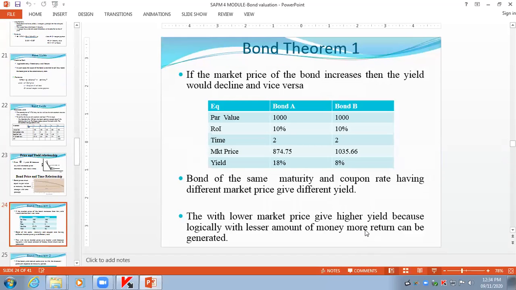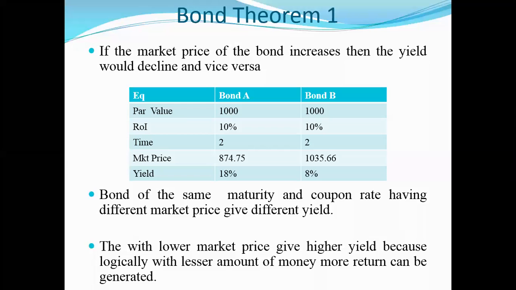Again, from your exam point of view, these theorems are very important. They are usually asked for around 8 to 10 marks. There are 5 bond theorems that have been asked, and all 5 bond theorems have to be written with the concept, with an explanation, with an example, and the meaning out of it. So all these things come for a full 10 marks. And like this, we have 10 theorems.